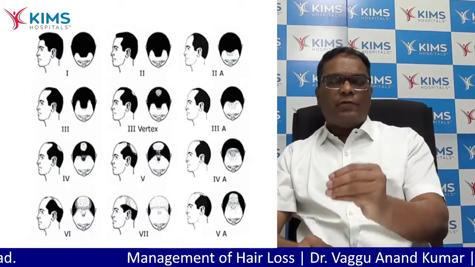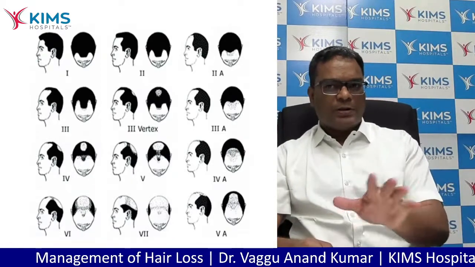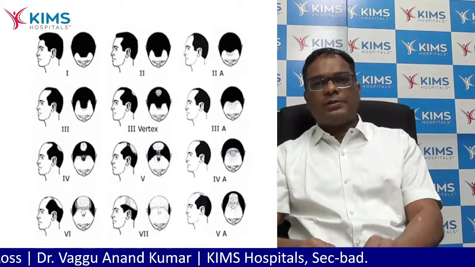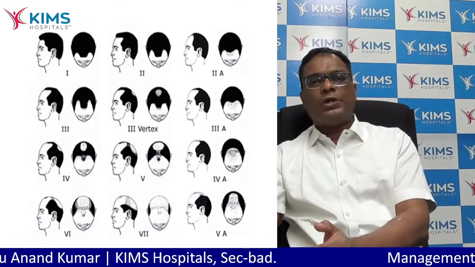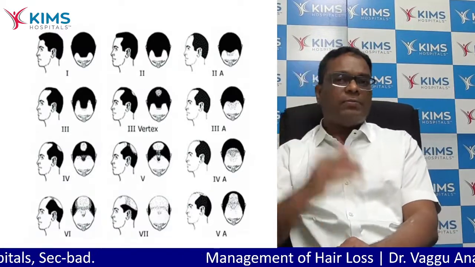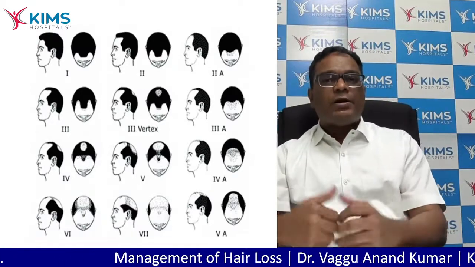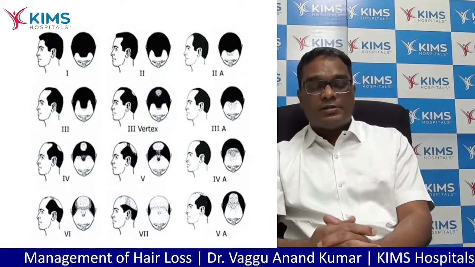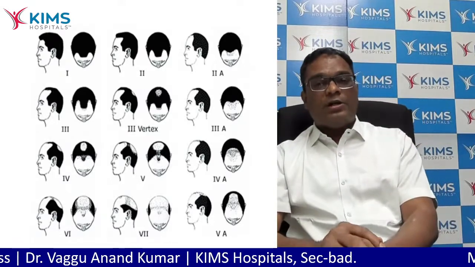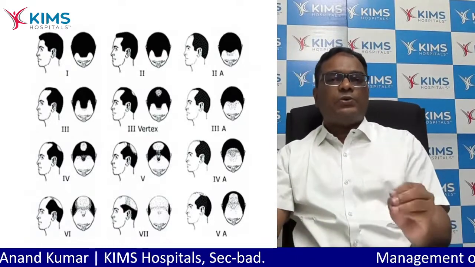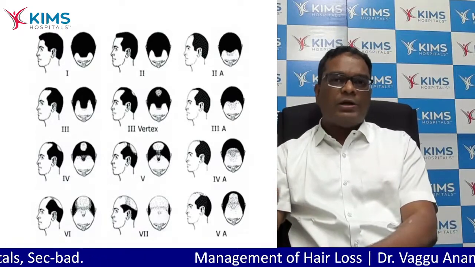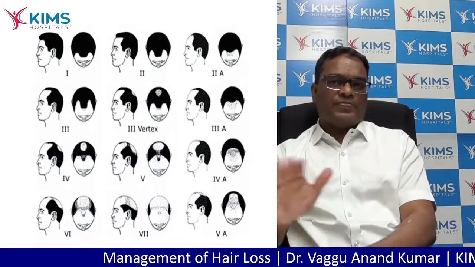Grade 1 is absolutely normal, and even grade 2 is also absolutely normal. Especially teenagers turning 20, 21, 22 notice this, called bitemporal recession. They get scared and come for consultation. They think they are losing more hair, but it is not like that. It is absolutely normal. So grade 2 is considered normal. For grade 2, there is no need of any treatment.